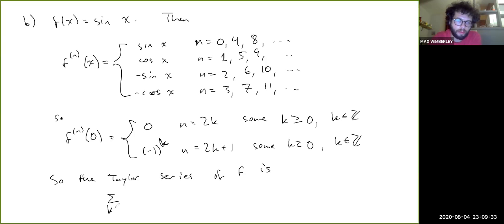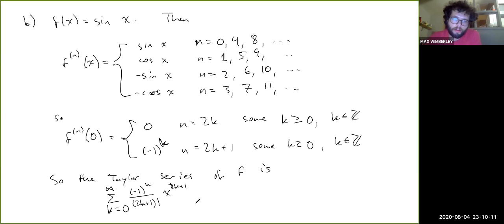Is the series from k equals 0 to infinity. And so since all the even numbered derivatives of f are 0, we can just form the Taylor series by running through the odd numbered terms. So we can index by k here, and we can use (-1)^k over (2k+1) factorial, x to the 2k+1.